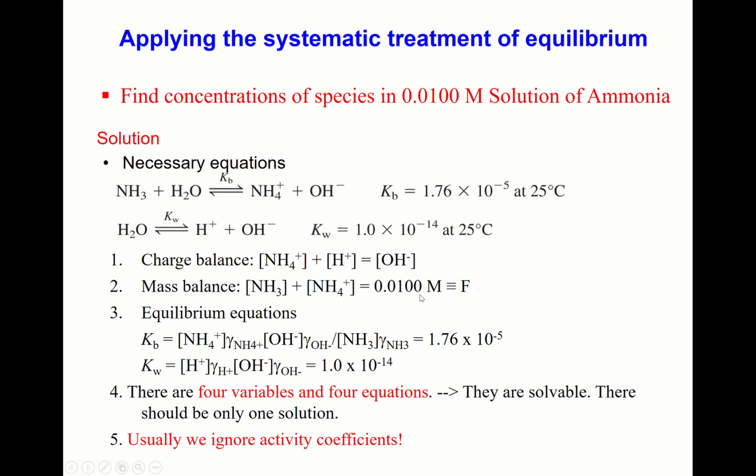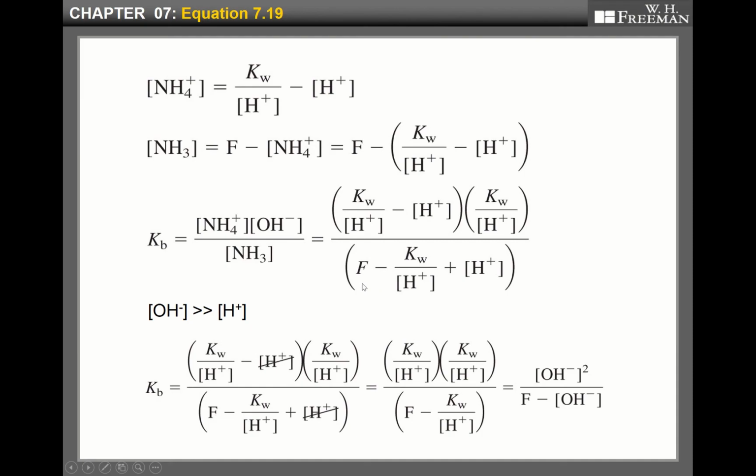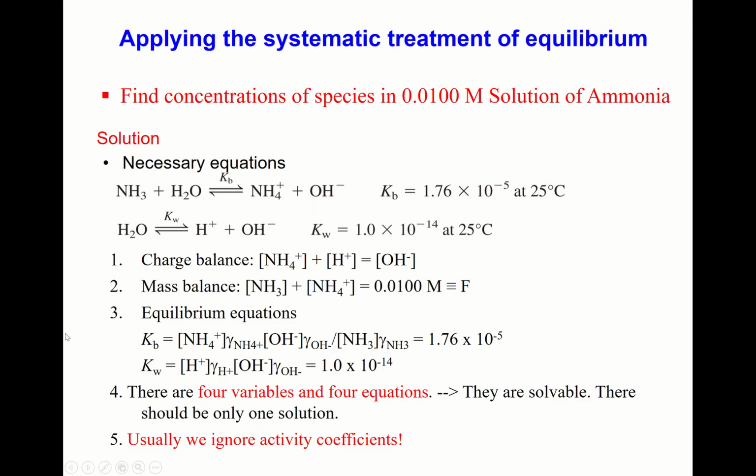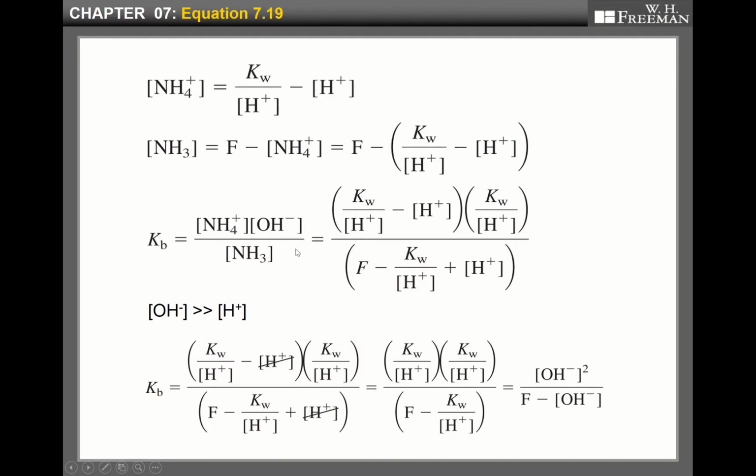But for this example, simply ignore the activity coefficient, and let's just try to solve these four equations. Here is the one, rearranging the equilibrium constant for the ammonium dissociation and the water dissociation, and then if you combine, you get this equation. All the detailed explanation is given in your textbook. So we try to simplify the equations.